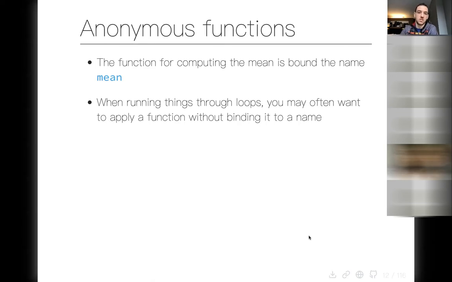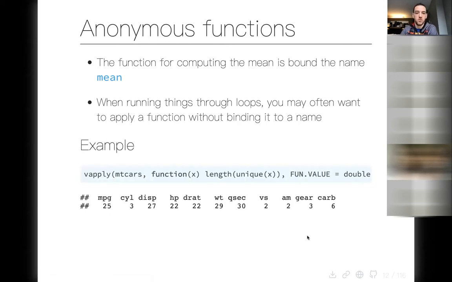This is just going through that a little bit more. So here's an example with vapply. I'm saying function(x), length(unique(x)). This is a function right here, right? This is a function, but it's an anonymous function because it's not bound to a name. It's not bound to any object.